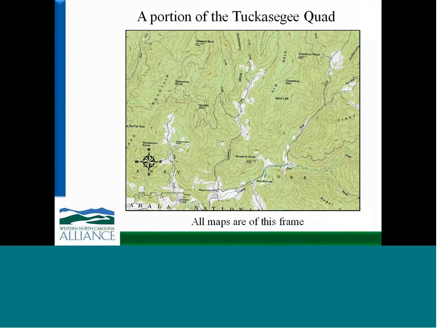Just to give folks a look at a smaller scale view of this, this is a portion of the Tuckasegee Quad in Jackson County, North Carolina. This is phase 3 data, and all maps are this frame. Just want to show how this breaks down in the landscape. So try to fix your eye on the landscape and take note of where the creeks are and the hollows and where the ridges are.